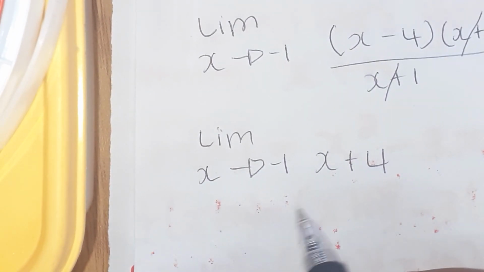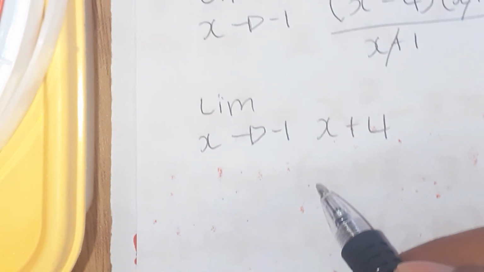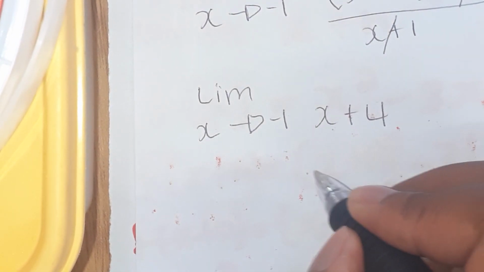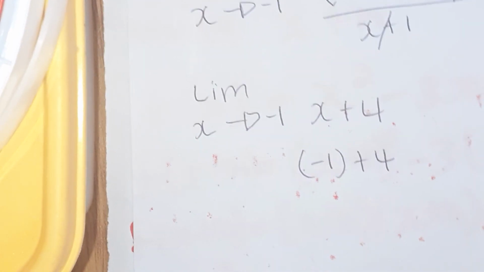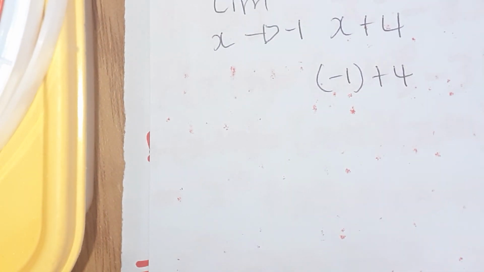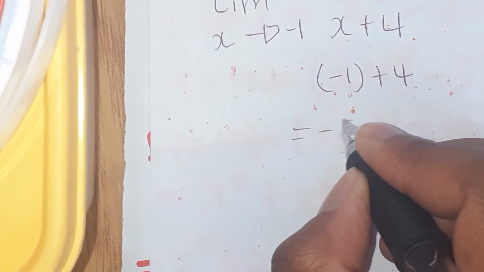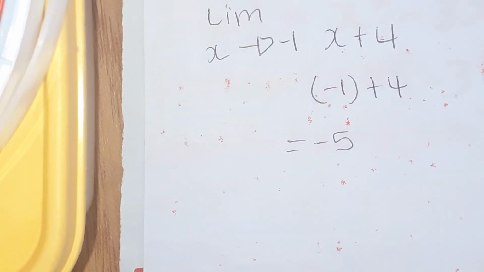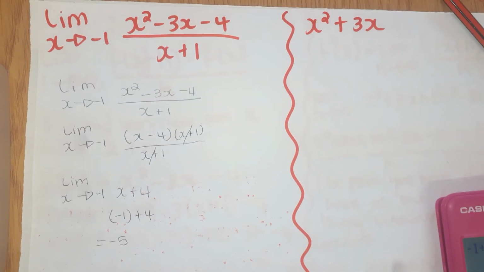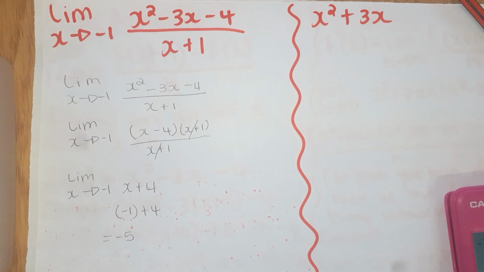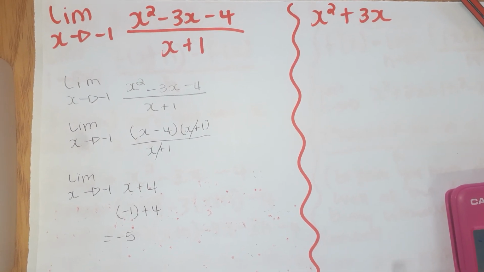So we're going to use the limit in the next step. We do not have to write it here. So we'll just say -1 minus 4, and that will give us -5, and that will be your answer. So this is the full step. I hope you understood the step.